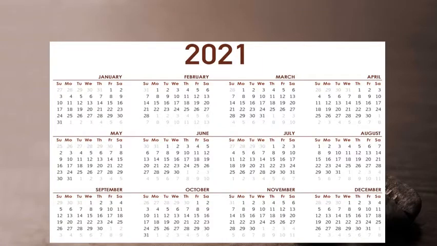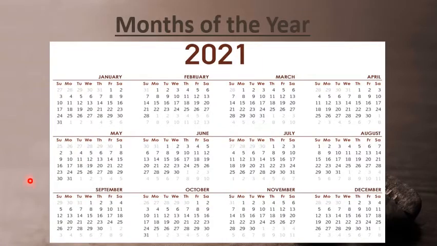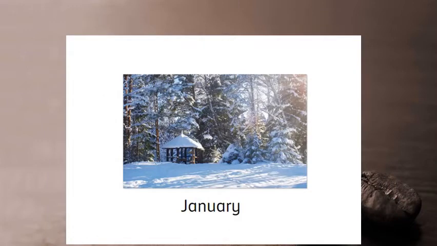So let's start with months of the year. As you can see here, we have a calendar, and a calendar has 12 months. And as usual, let's start with the new words of the lesson. So please listen carefully and repeat.